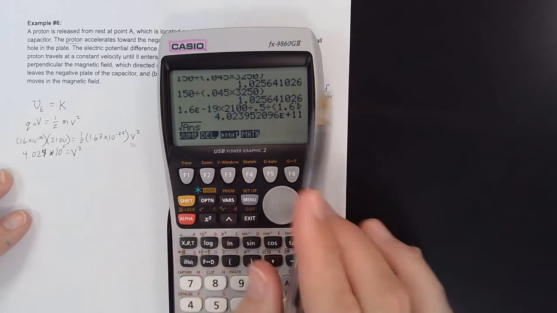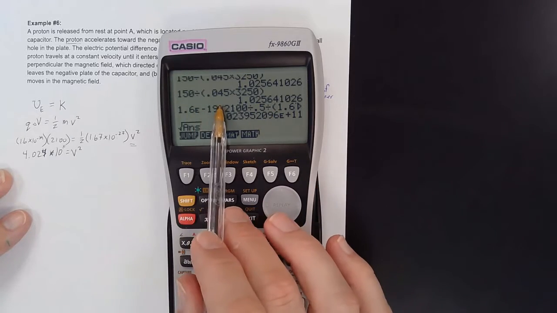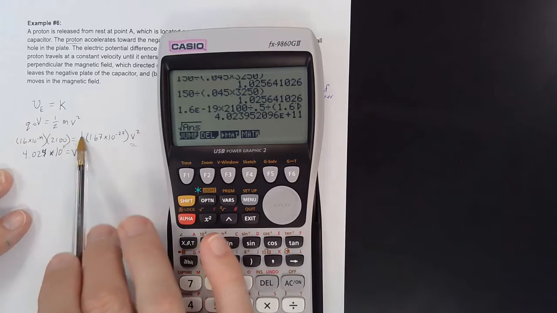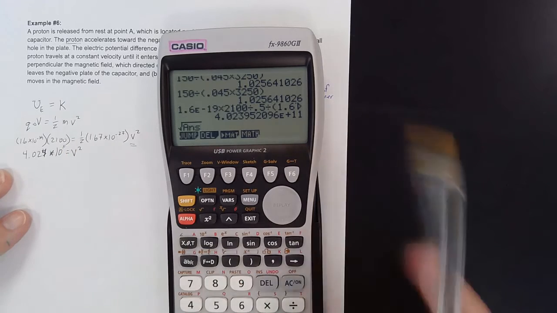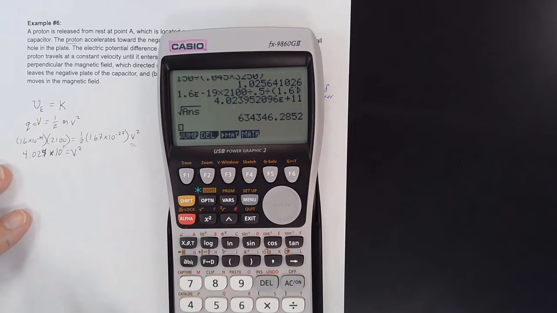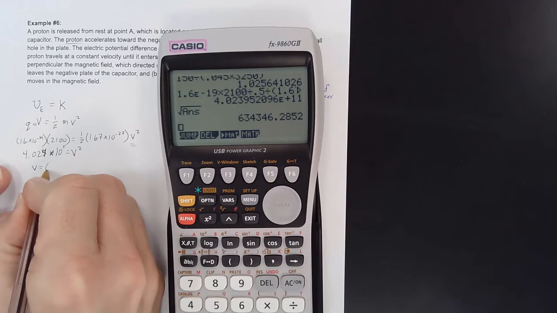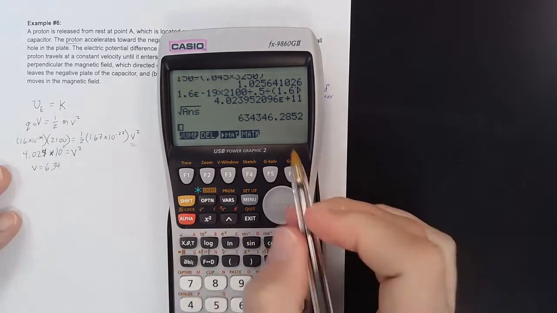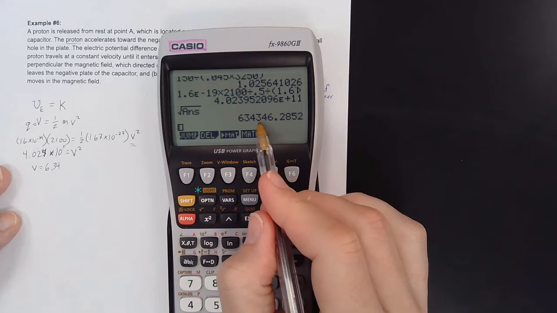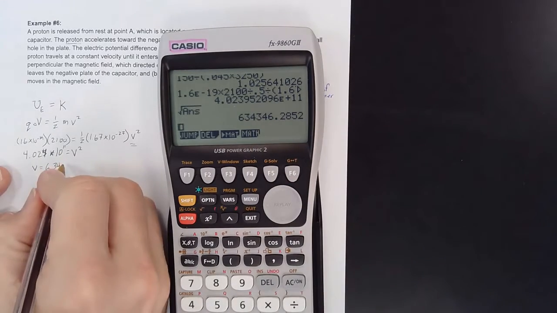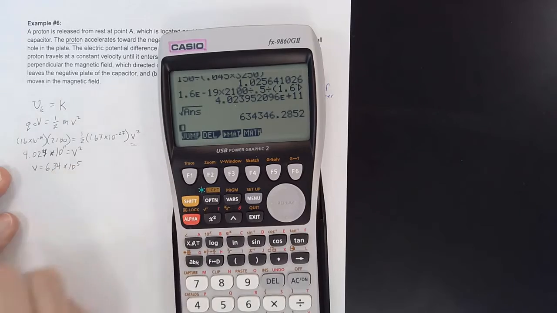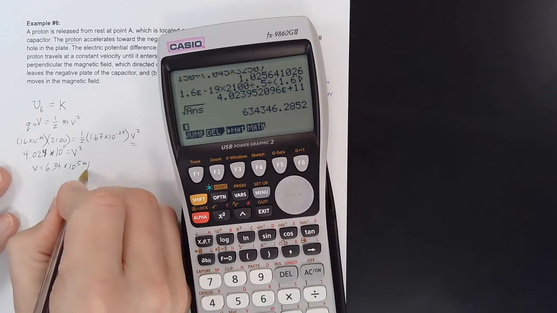You can do these step by step as well. I could have just multiplied those two, pushed enter, divided by 1/2, pushed enter, right? You can do that as well. So I'm going to go ahead and square root the final answer, and I am going to get a velocity of 6.34. So I'm going to go 1, 2, 3, 4, 5 spaces, so times 10 to the 5th, or in other words, 634,000 meters per second.